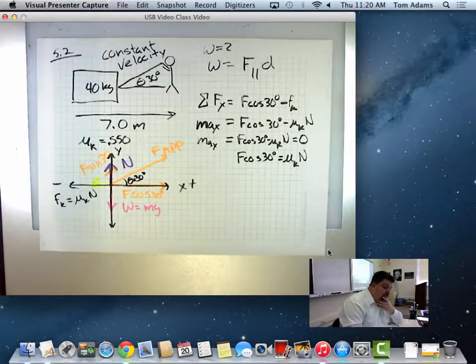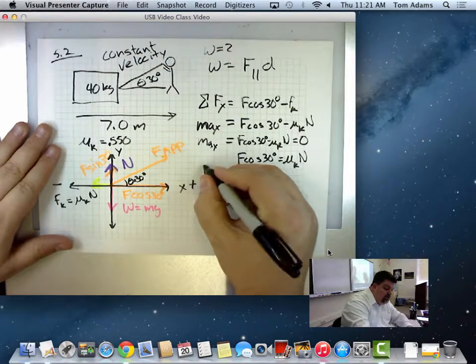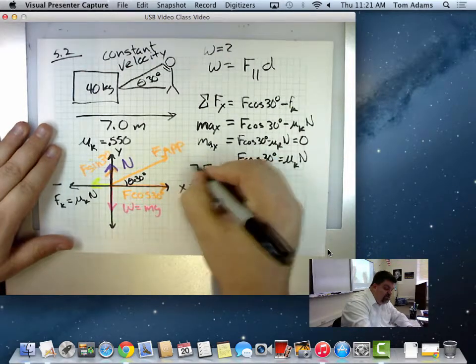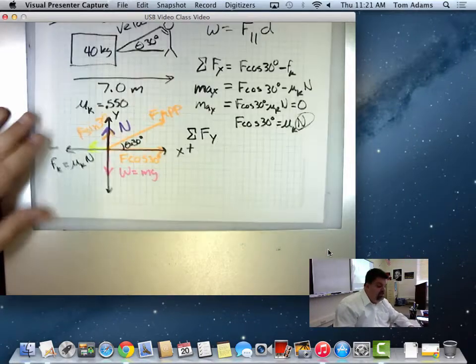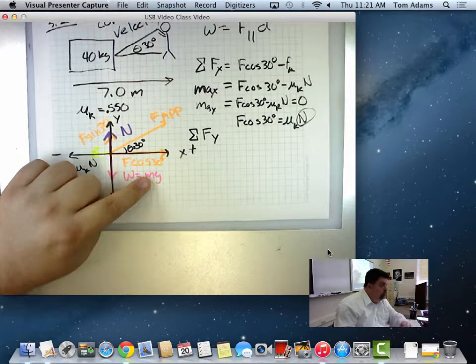Now, the normal force is the force that's applied to the object to prevent it from going down. What's causing it to go down? The force due to gravity. So what I need to do is sum up the forces in the y direction to figure out what the normal force is, because it might not just be mg.